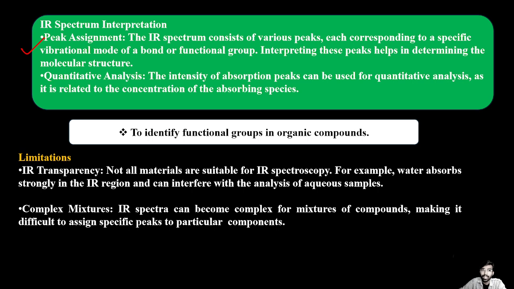The IR spectrum consists of various peaks, each corresponding to a specific vibrational mode of a bond. That's a very important phrase: vibrational mode of a bond or functional group, but it never talks regarding molecular weight. Interpreting these peaks helps in determining the molecular structure, and the intensity of the absorption peak can also be used for quantitative analysis, right? Suppose you prepared some chemical, then you should prove that the functional group is there. You can do IR spectroscopy. So in a broad sense, you can identify functional groups.